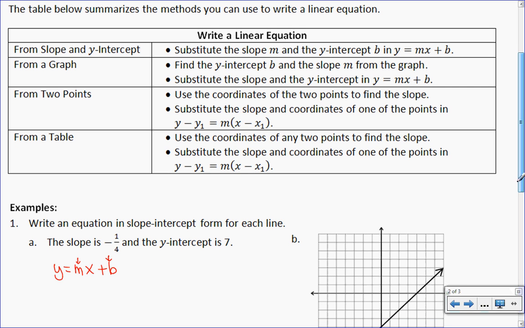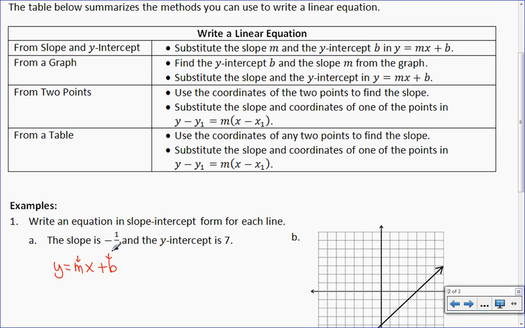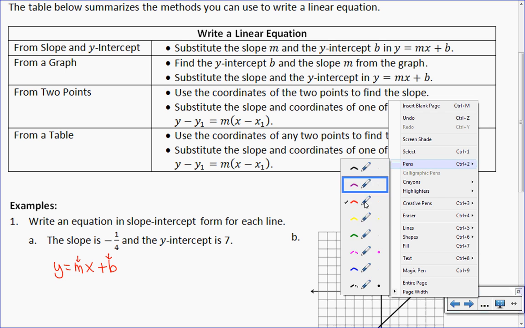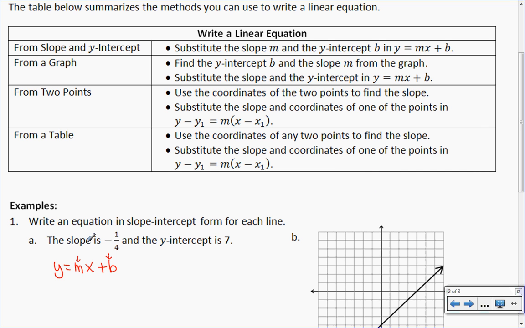Well, for a, we're given the slope is negative 1/4 and the y-intercept is 7. So all I have to do here is substitute the numbers in the right places. So the slope we know is m, and the y-intercept is b. So let's just substitute those numbers where they go. So in place of m, we're going to put negative 1/4, bring down the x, and then plus, in place of b, we'll put 7.